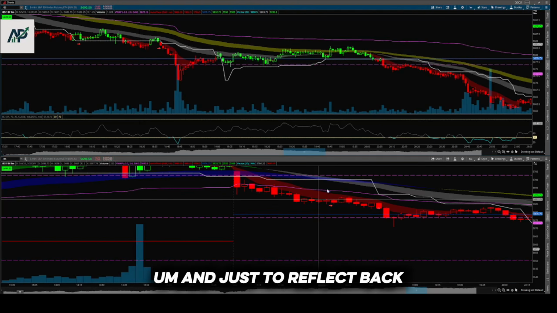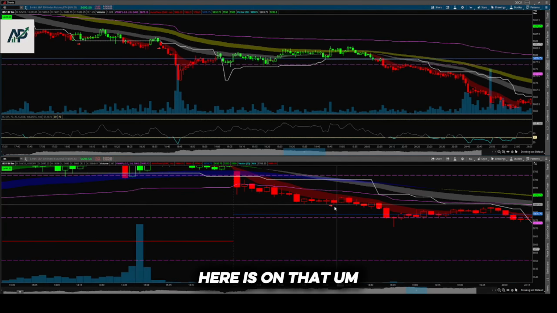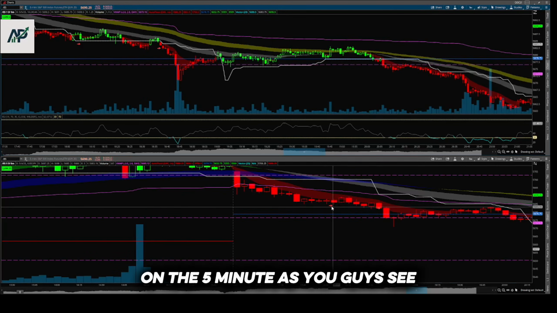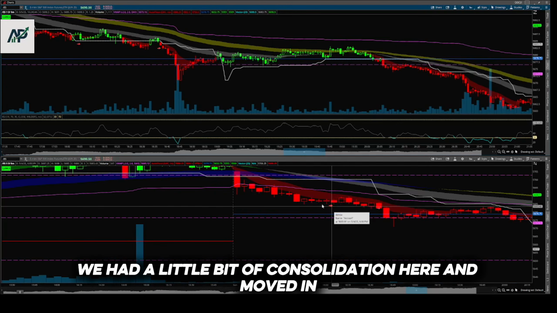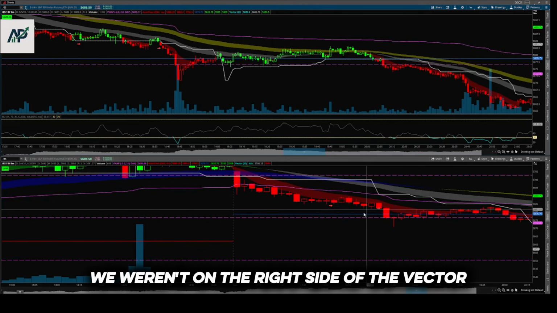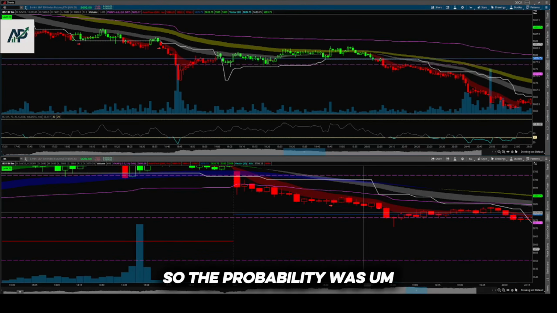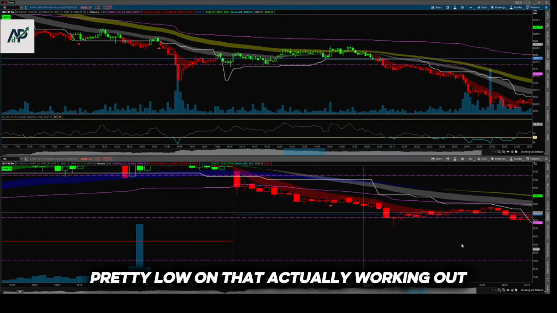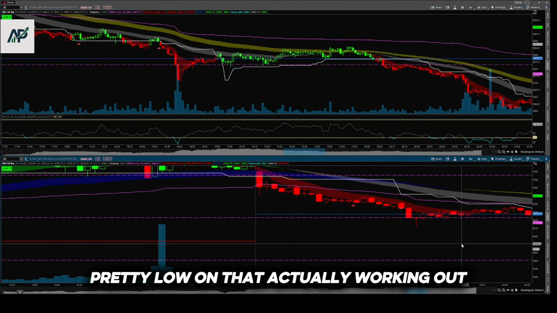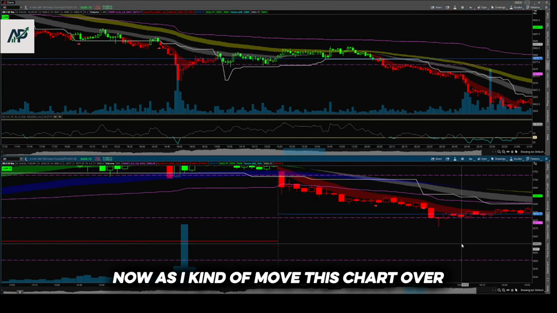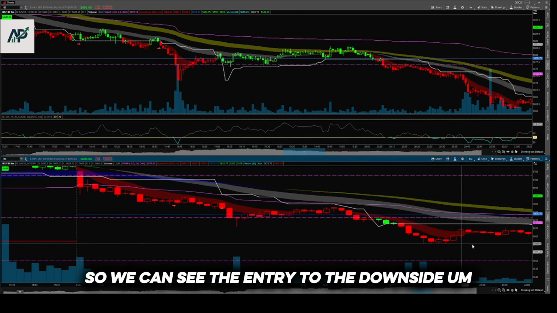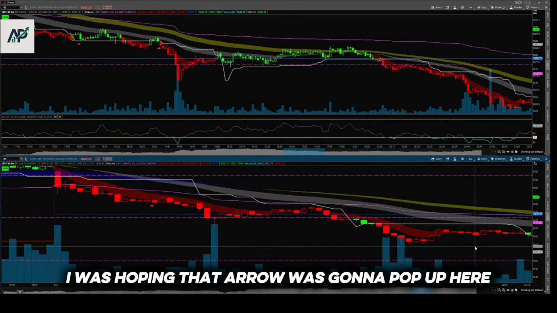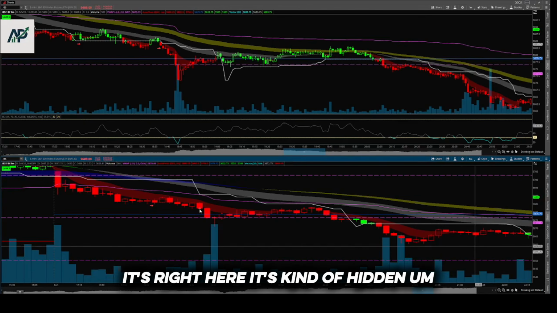And just to reflect back, here, guys, is the 5 minute. As you see, this is where I took the entry to the upside. We had a little bit of consolidation here and moved in, but this really tells you that we weren't on the right side of the vector, so the probability was pretty low on that actually working out. Now, as I move this chart over so we can see the entry to the downside, I was hoping that arrow was going to pop up here, but it's right here. It's kind of hidden.